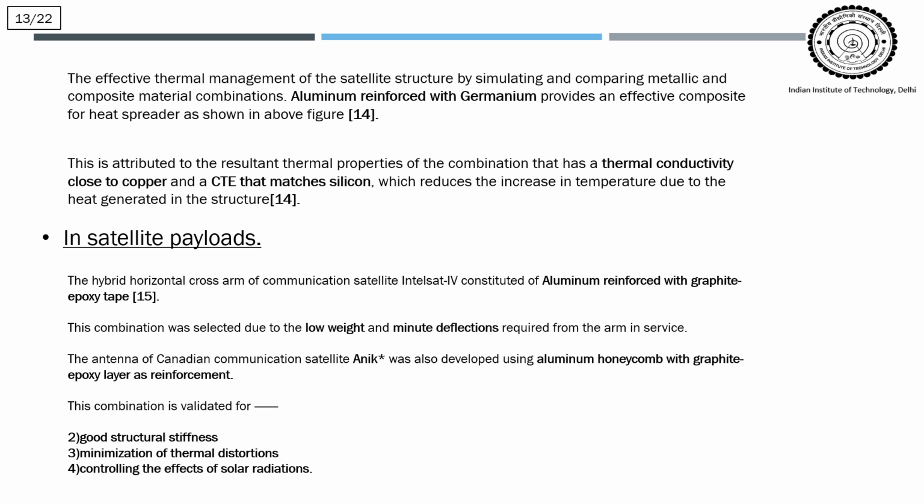Now in satellite payloads, aluminum reinforced with graphite epoxy tape was used in the hybrid horizontal cross arm of Intelsat 4. This combination was used due to low weight and the minute deflections required from the arm in service. Aluminum honeycomb with graphite epoxy layer as reinforcement was also used in ANIK, which was a Canadian communication satellite. This combination is validated for good structural stiffness, minimization of thermal distortion, and controlling the effects of solar radiation.